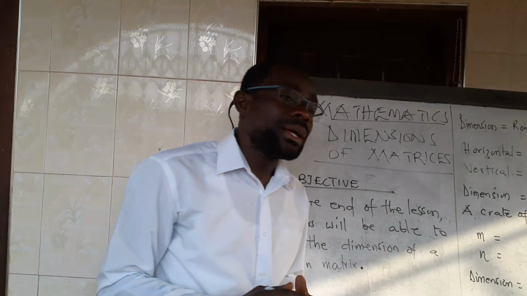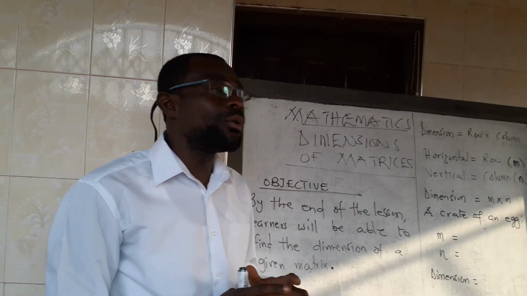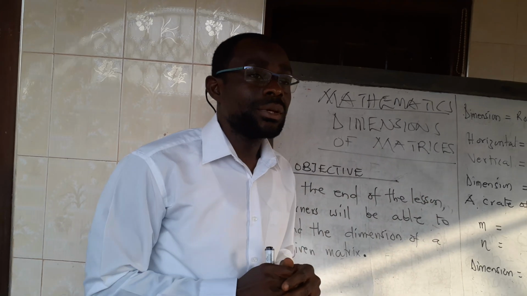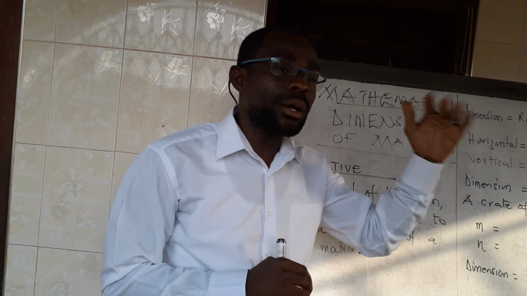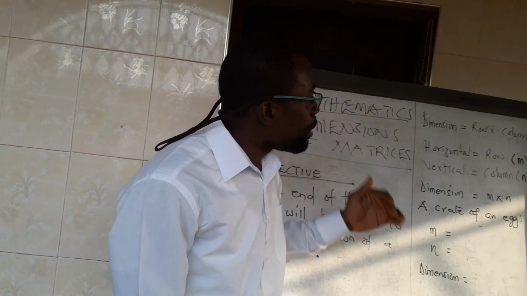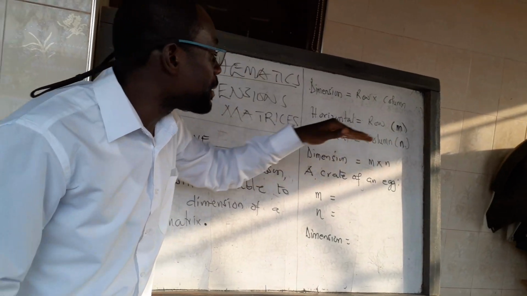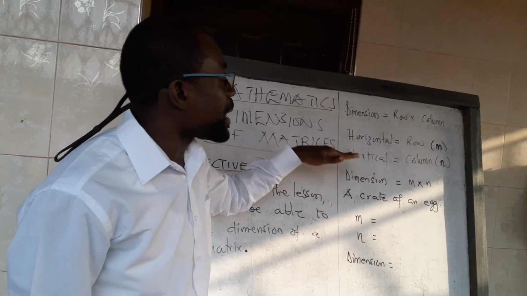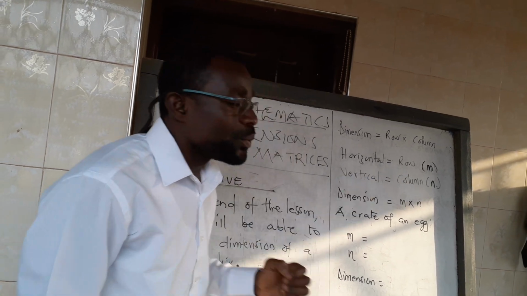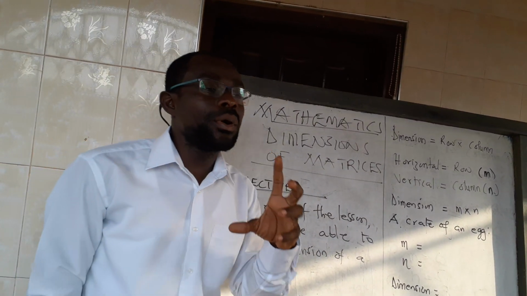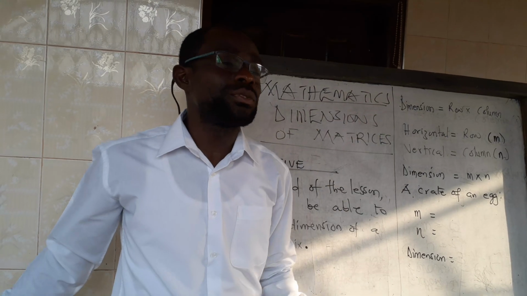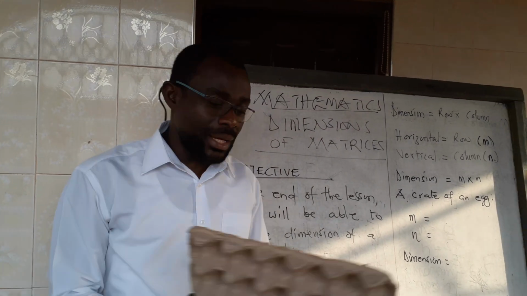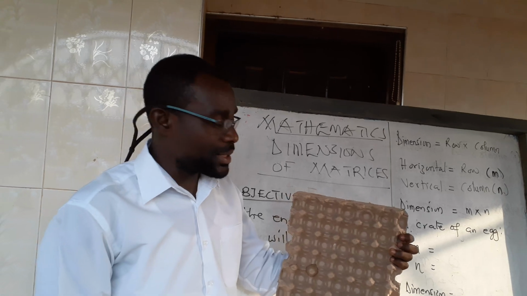We all know that a matrix is made up of two parts known as the rows and the columns. Now, the rows are the ones that are horizontal and the columns are the ones that are vertical. We can take an example of an egg crate to demonstrate this. So let's see an egg crate. This is an egg crate.